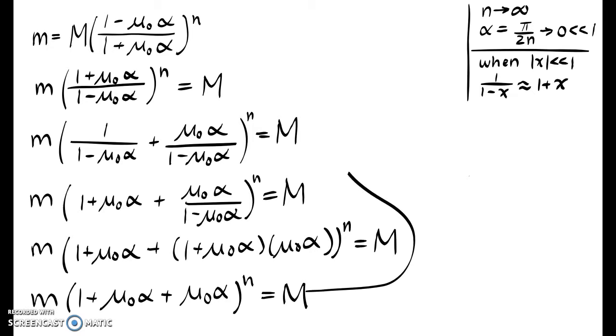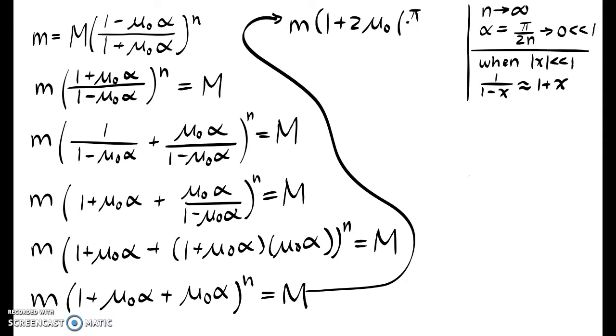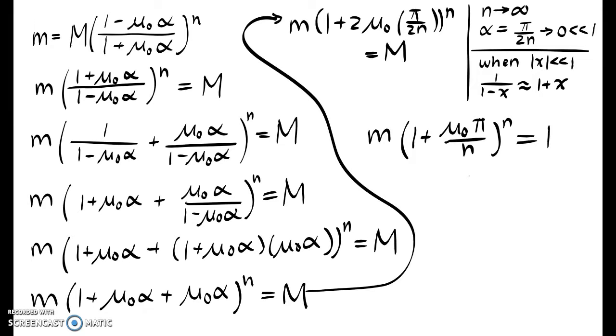Now, we can also write this again by plugging in what we know α to be, namely, this is m times (1 + 2μ0α), and α is equal to π over 2n. When we raise this to the n power, we have this equal to large M. So small m times (1 + μ0π/n) raised to the nth power is equal to large M. So now we have large M is equal to small m times (1 + μ0π/n) raised to the nth power. And we know that n is approaching infinity.